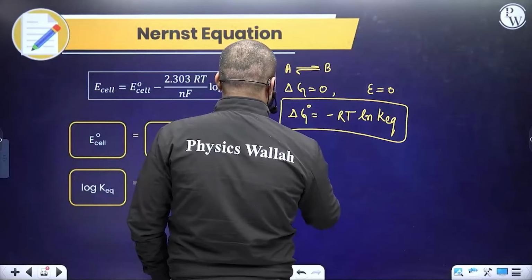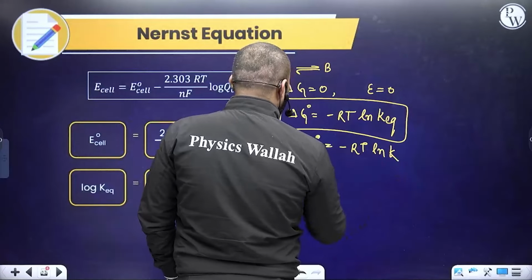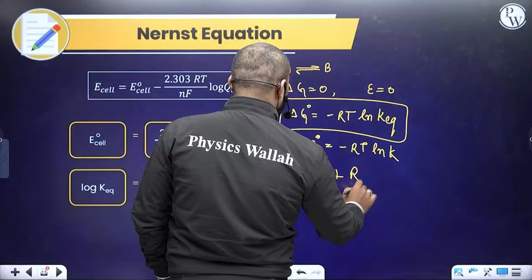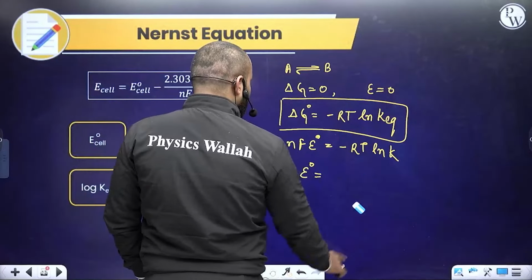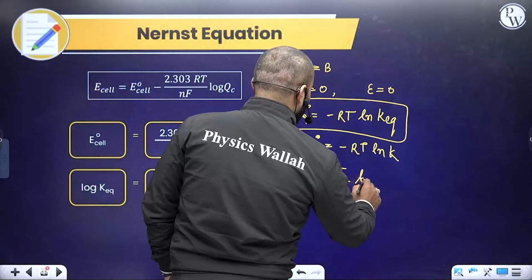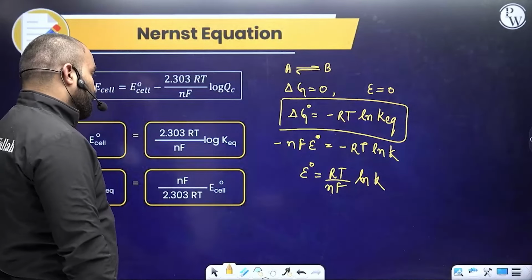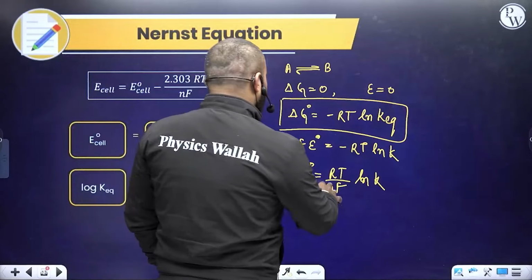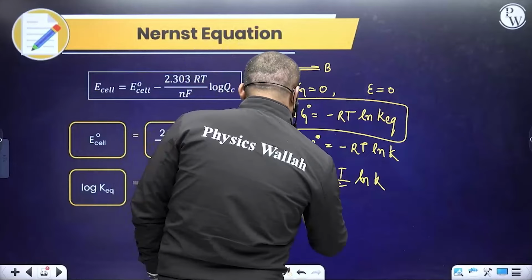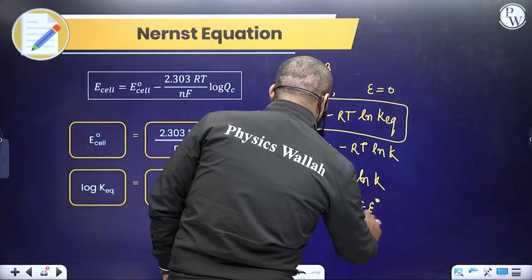minus nF E naught cell equals minus RT ln K. The minus signs cancel, so E naught will be equal to RT divided by nF into ln of K. Check please. If you want to put down the values of R, T and F, this holds at one particular temperature. So ln of K from here equals nF E naught divided by RT.